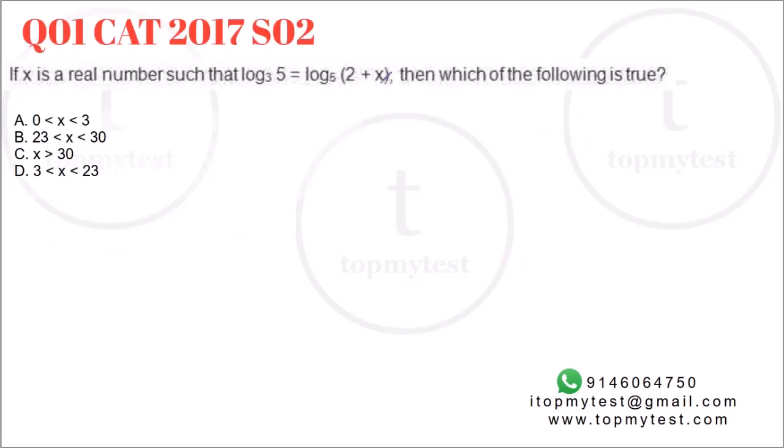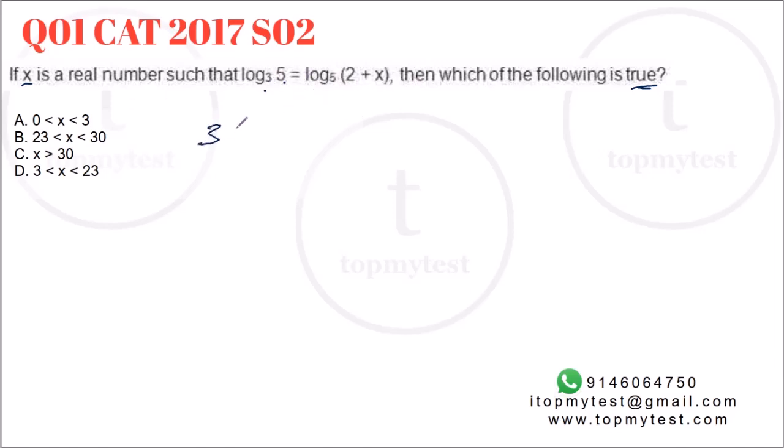Okay, the first one is from CAT 2017 slot 2. CAT 2017 was not a difficult exam. Let's see what this says. If x is a real number such that log of 5 to the base 3 equals log of 2 plus x to the base 5, which of the following is true?